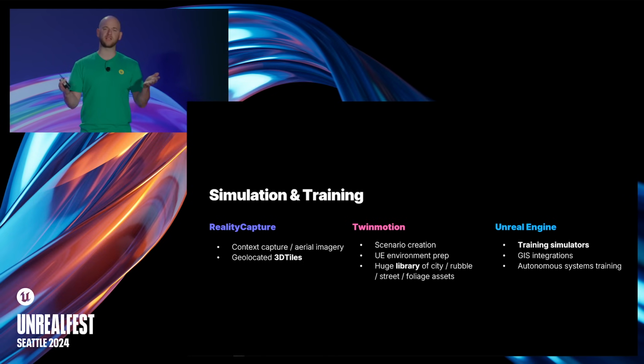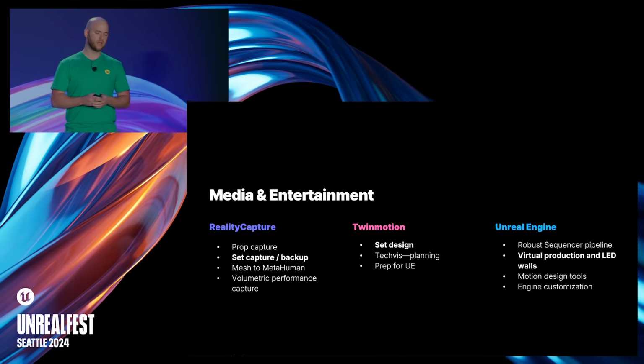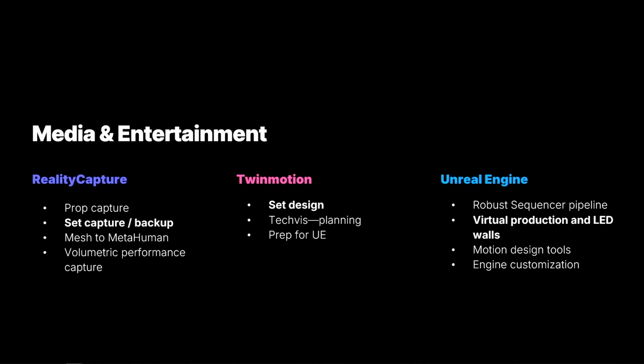It's already got this massive library of architectural and city street assets and even rubble and things like that. Media and entertainment is the last one, I promise, of the industries. Of course, you can create digidoubles of props as well as your actors. And there's also examples of volumetric performance capture. So that's basically a photogrammetry solve of a person once per frame, which is really cool.